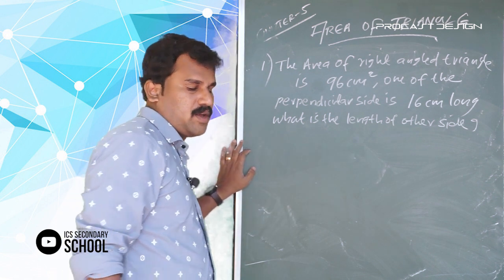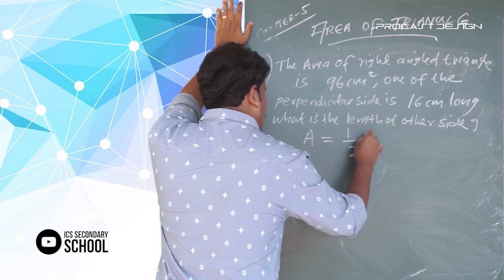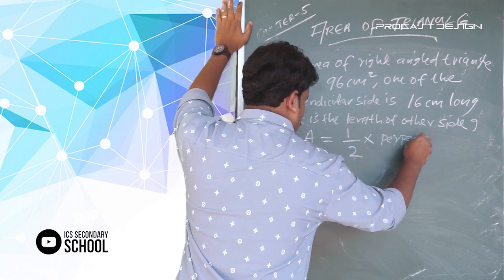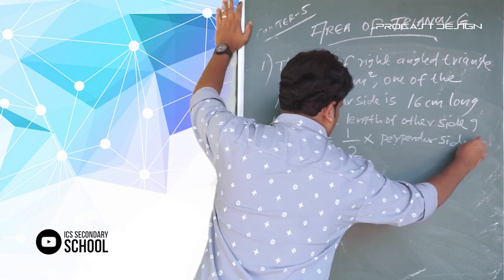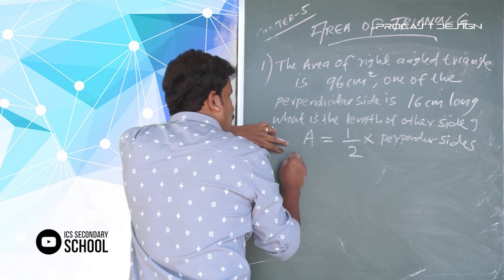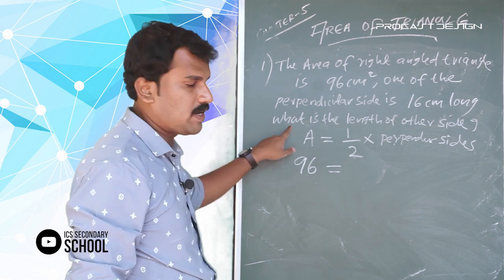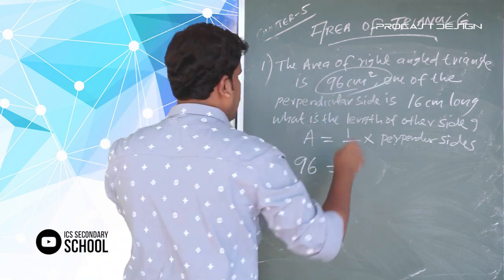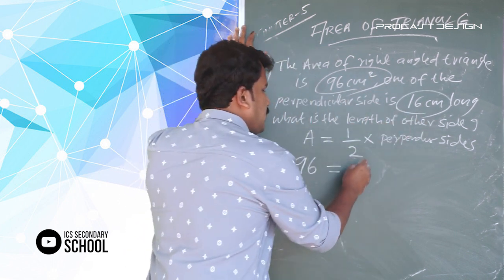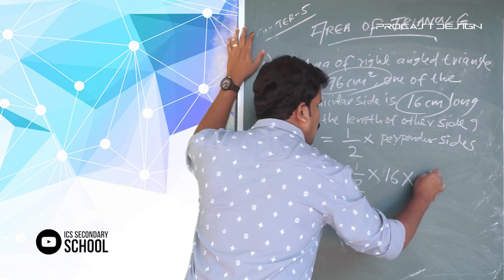Here we know that the area of a right angle triangle equals half into the product of the perpendicular sides, half into the two sides. Here the given area is 96 centimeter square, and one of the sides is given, 16 centimeter. So 96 equals half into 16 into the other side.